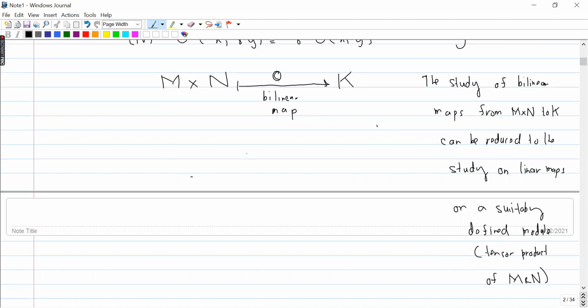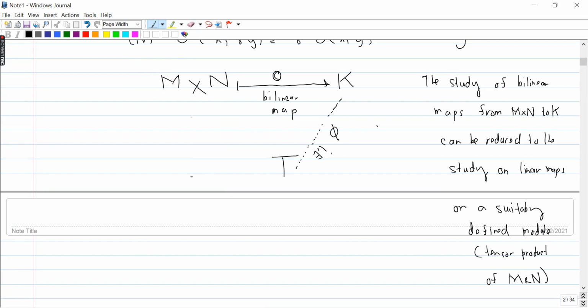What they are trying to say is that whenever I have a bilinear map theta from M cross N to K, I can define a module, which will be the tensor product of M and N, in such a way that we can create a unique linear map from this tensor product T to the R module K. So the idea is that whenever I want to study bilinear maps from M cross N to K, this study could be reduced to a linear map from T to K.